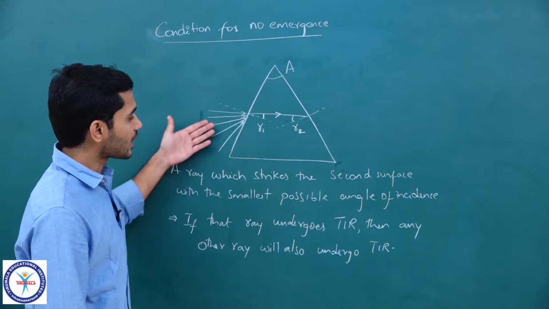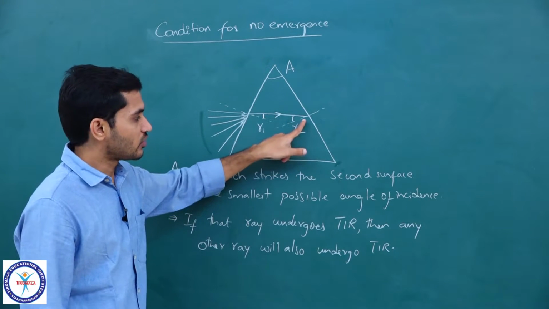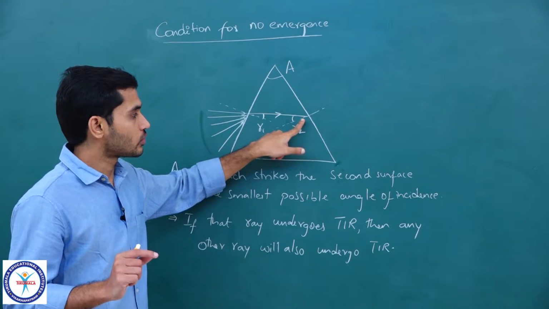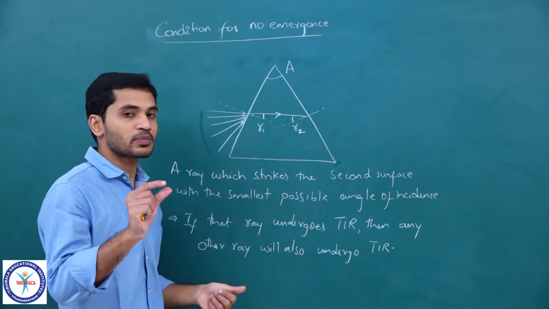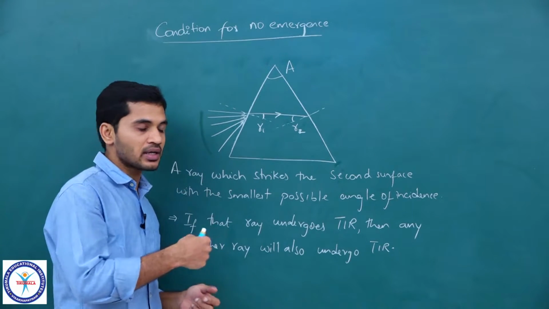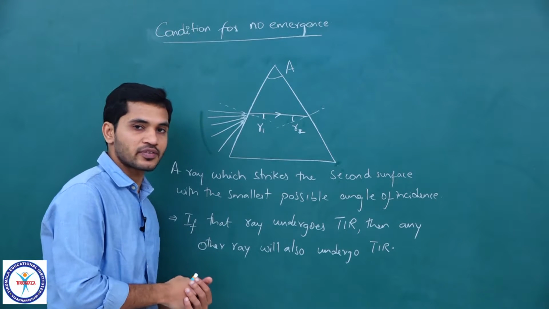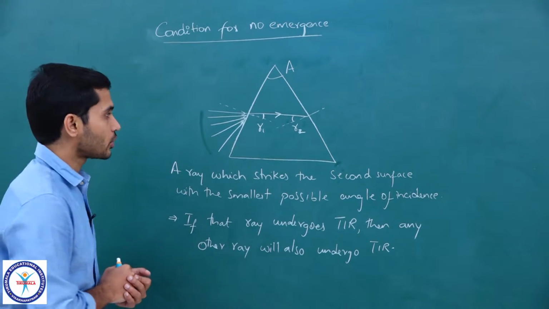Out of all the light rays which are incident on this surface, I am going to choose that particular ray which strikes the second surface at the smallest angle. Clear? If that ray is getting reflected back, even the light ray which is striking at the smallest possible angle is getting reflected back, can I say that every other light ray which strikes at a larger angle of incidence will definitely get reflected back, correct? So, that is the concept which we are going to use now.